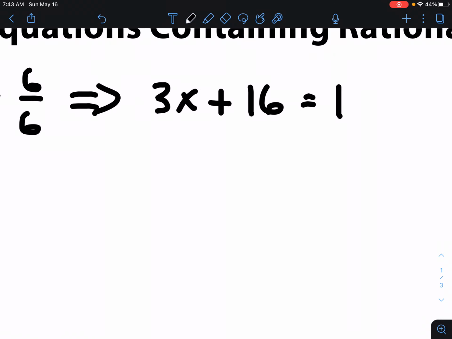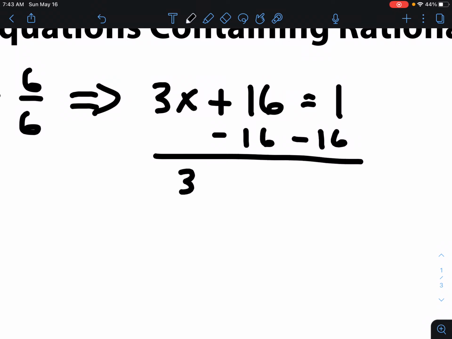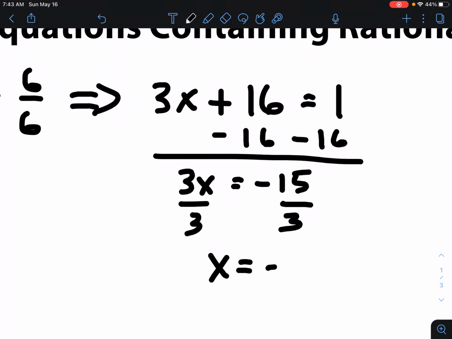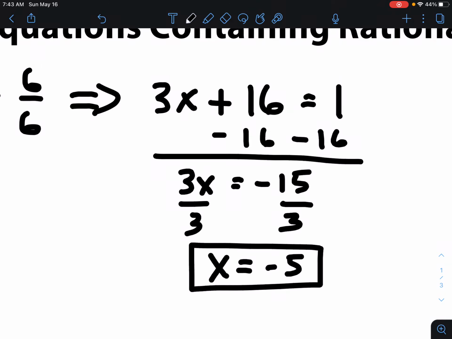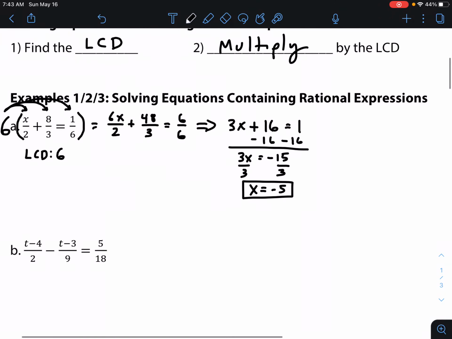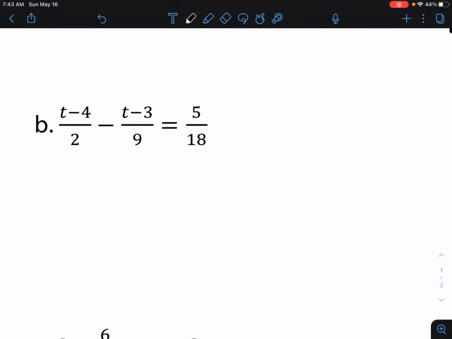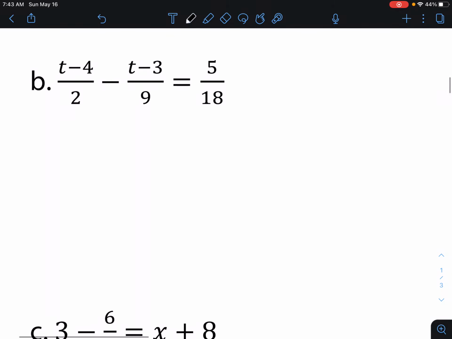And so this one we can solve by subtracting 16 from both sides. So we have 3x is equal to negative 15, and then we can divide by 3. So x is equal to negative 5. Okay, so pretty straightforward once we eliminate the fractions. Okay, so no matter what we have, we're going to follow the exact same process. So we're going to always find the LCD, we're going to multiply by that LCD, and then we're going to simplify and solve.